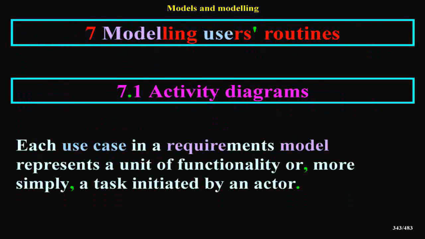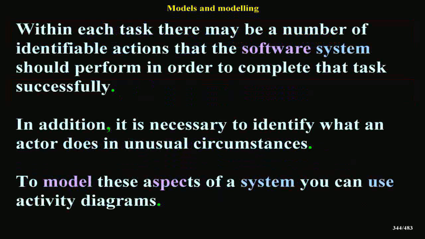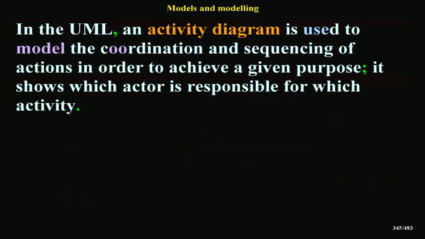7. Modeling users' routines. 7.1 Activity diagrams. Each use case in a requirements model represents a unit of functionality or, more simply, a task initiated by an actor. Within each task there may be a number of identifiable actions that the software system should perform in order to complete that task successfully. In addition, it is necessary to identify what an actor does in unusual circumstances. To model these aspects of a system you can use activity diagrams.